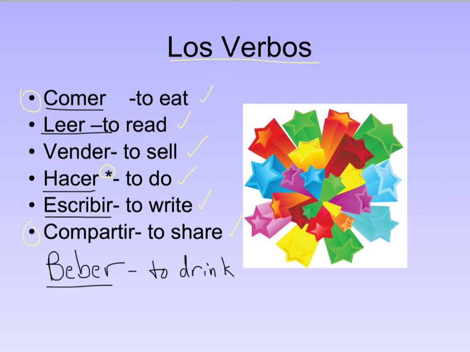Make sure you write down these verbs. These are the verbs that we're going to be working with. Comer, to eat. Leer, to read. Vender, to sell. Hacer, to do. Escribir, to write. Compartir, to share. Beber, to drink.